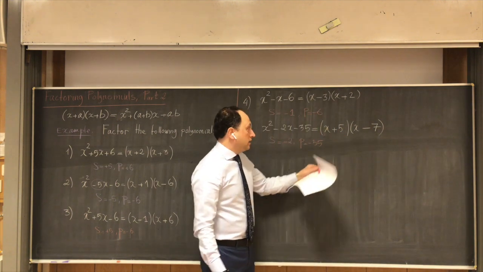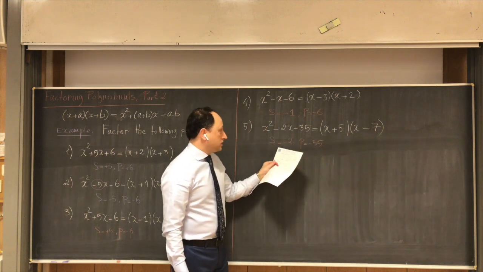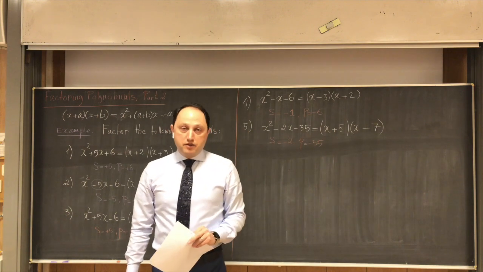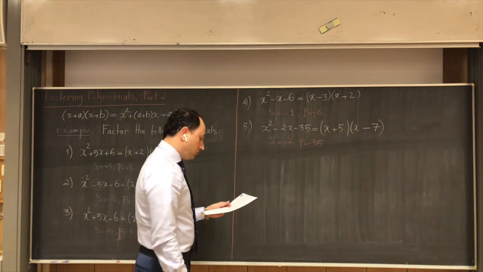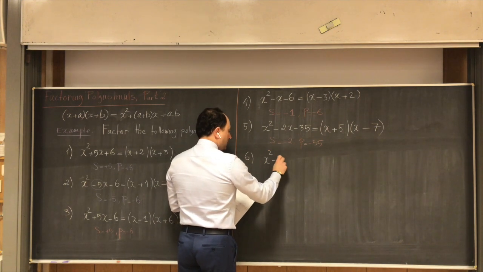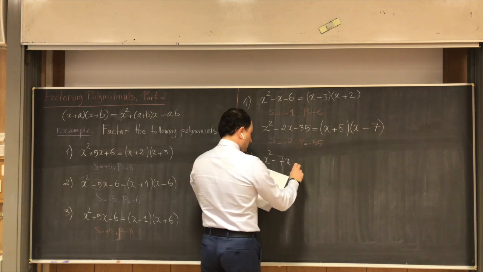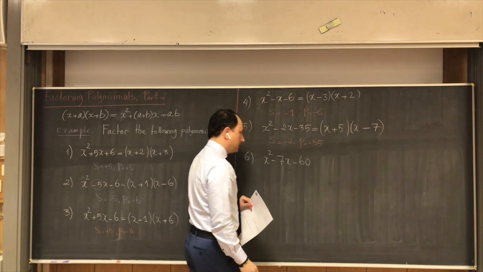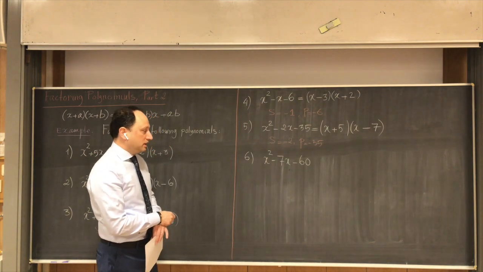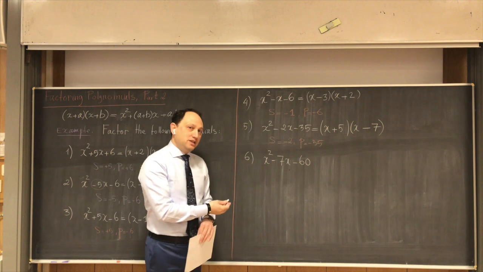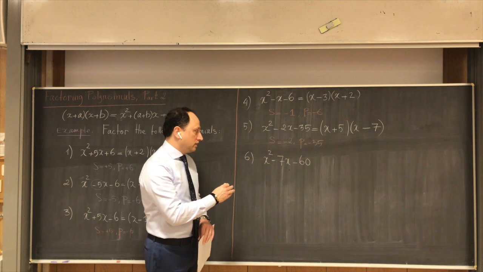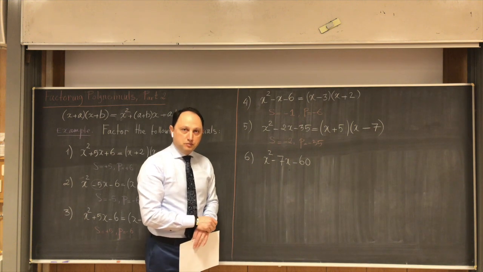Let us check it again. Positive 5 plus negative 7 is indeed negative 2. Positive 5 times negative 7 is negative 35. Okay, another one. So I have x squared minus 7x minus 60. So I want to factorize this. I intentionally made the numbers a little bit bigger. I just told you that if you cannot guess those numbers, you need to be a little bit patient. I will go back to it and then try to tell you how to systematically find those two numbers, okay?